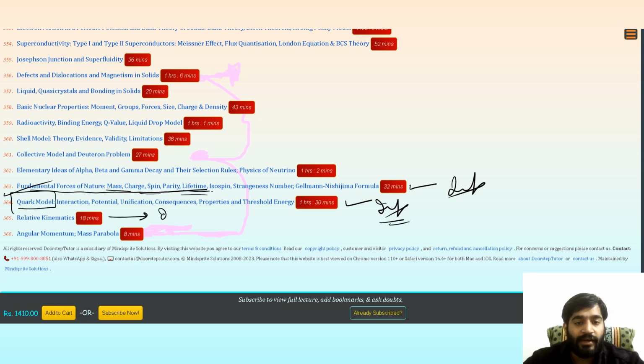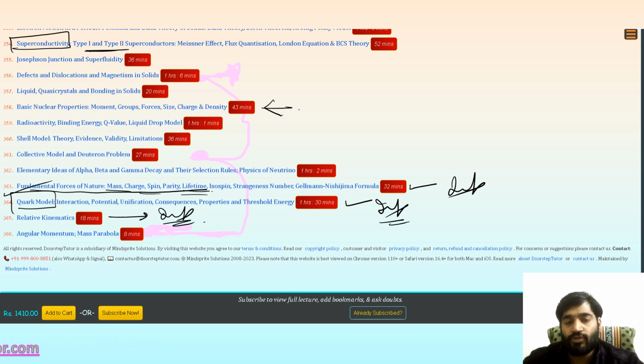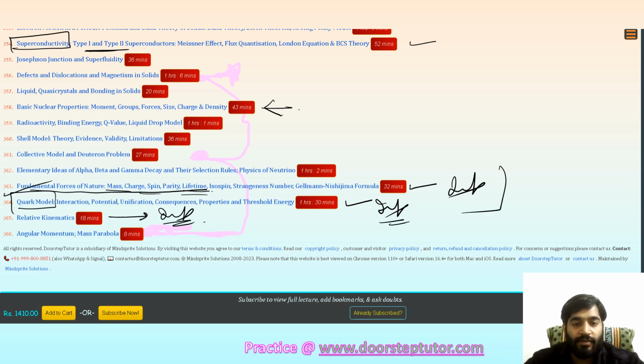Relativity and relativistic kinematics are important. Then the basic things that you already know, just go through them. Then superconductivity. Sometimes a 5 marks question related to type 1 and type 2 superconductors was asked. So when we see nuclear physics, you must cover these two topics so that you can deal with the problems.